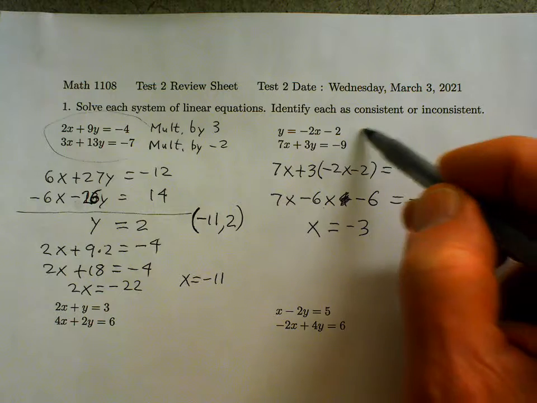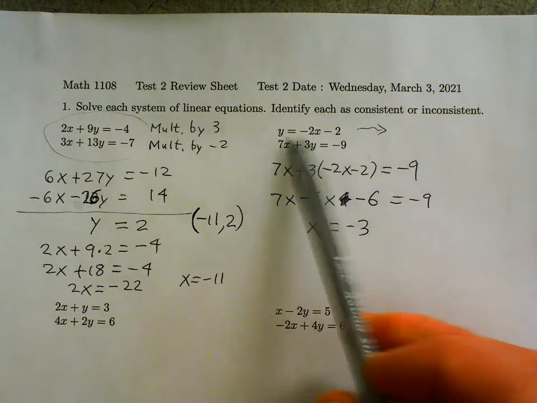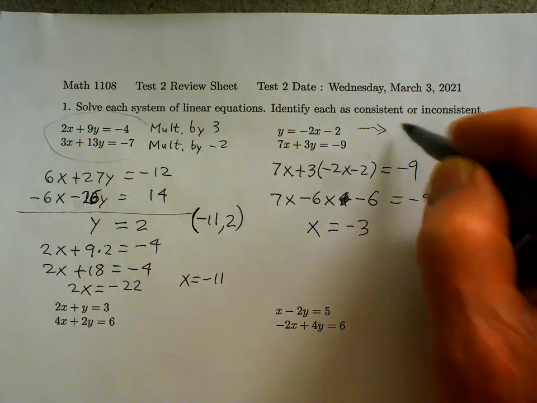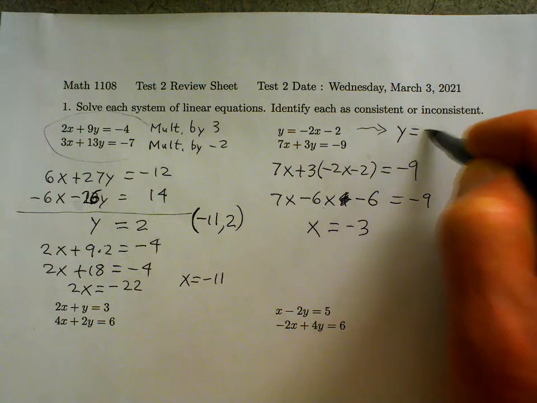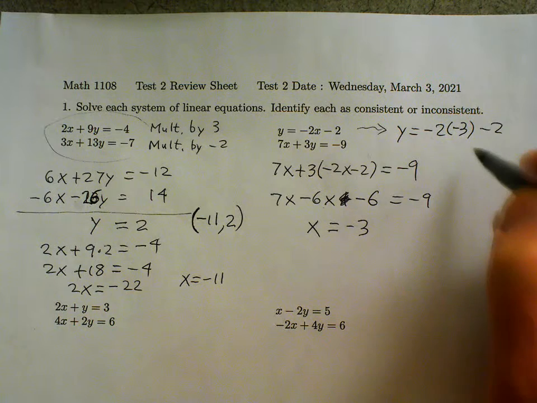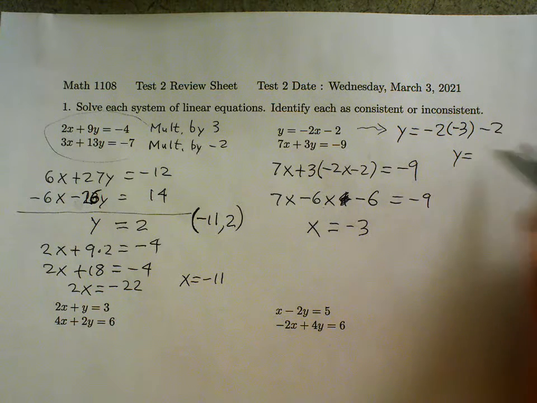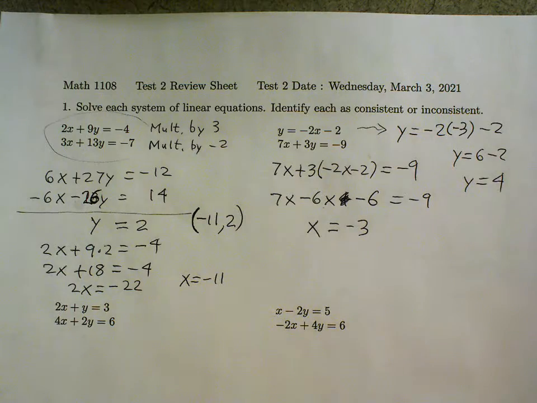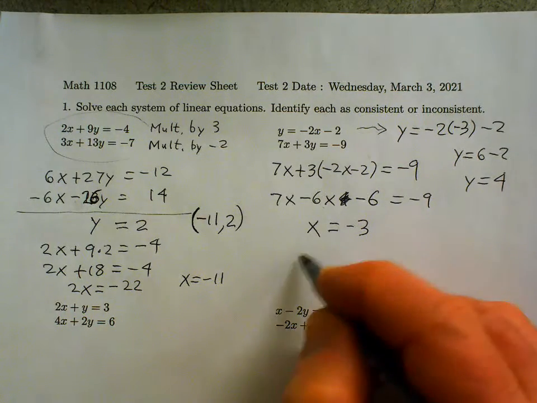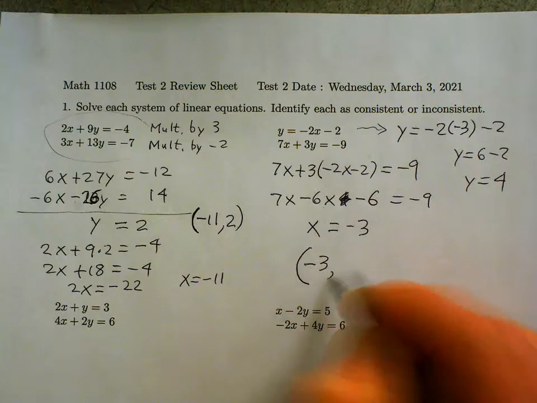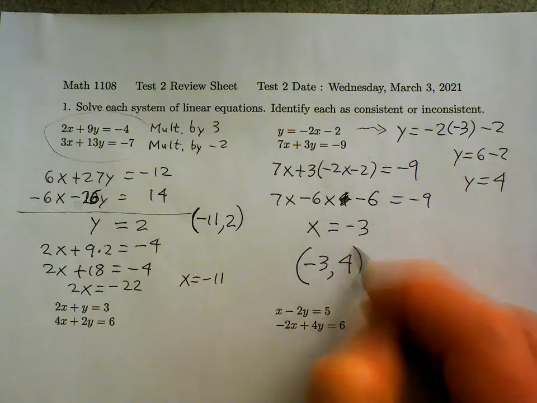And then in the very top equation, we can find y if we replace x with -3. So we get y equals -2 times -3 minus 2, or y equals 6 minus 2, which means y equals 4. And so the ordered pair solution, -3 for x and +4 for y.